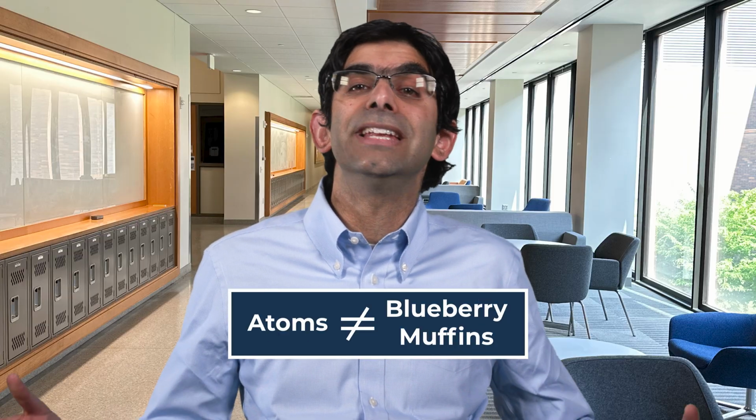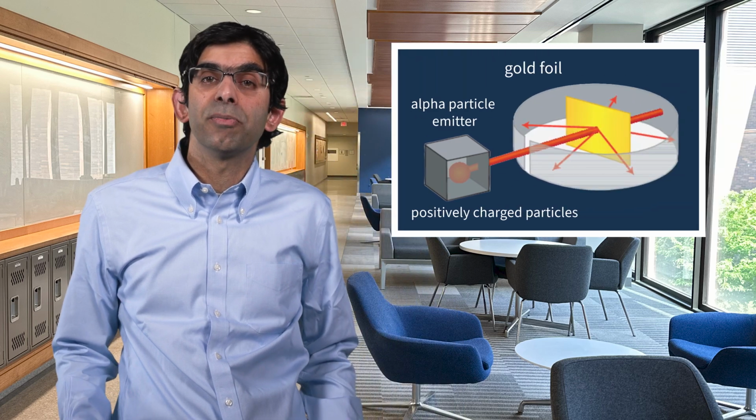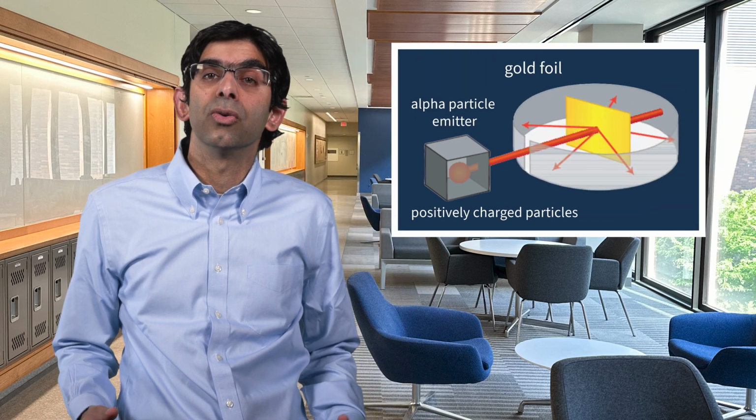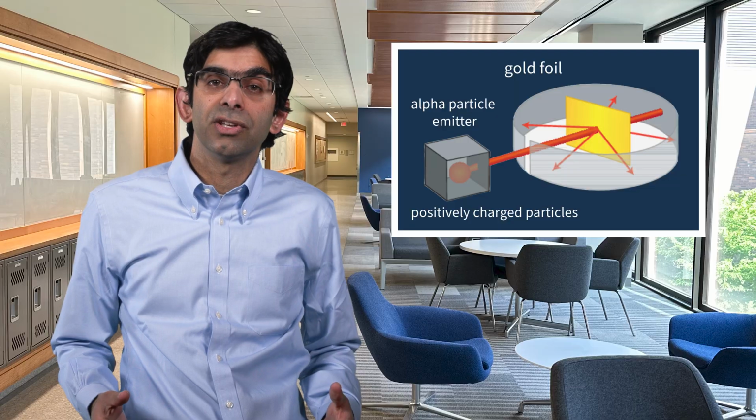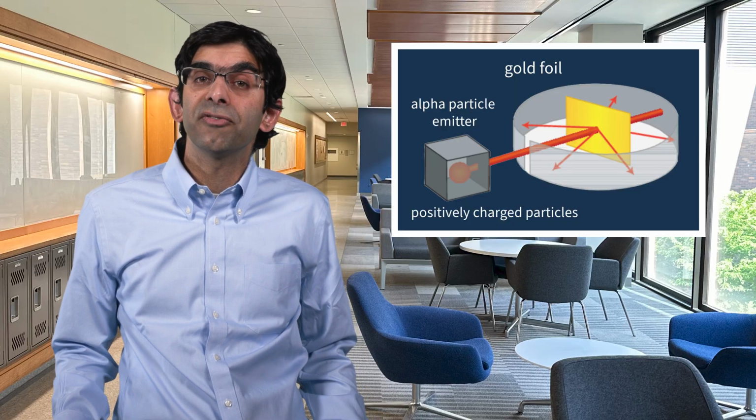In 1911, Ernest Rutherford performed further experiments and disproved that atoms were anything like blueberry muffins. Rutherford fired positively charged alpha particles at a thin gold film. He then measured whether the alpha particles went through the foil or were deflected.